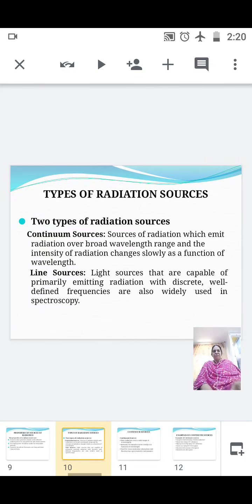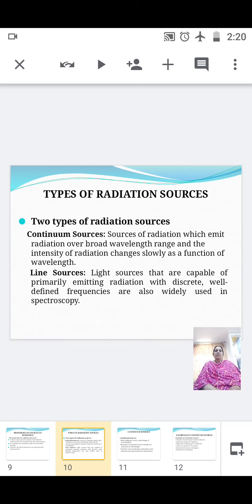Coming to the next, the classification of radiant sources. What are the types of radiation sources? There are two types of radiation sources. The first one is continuum sources and the second is line sources. What are continuum sources?